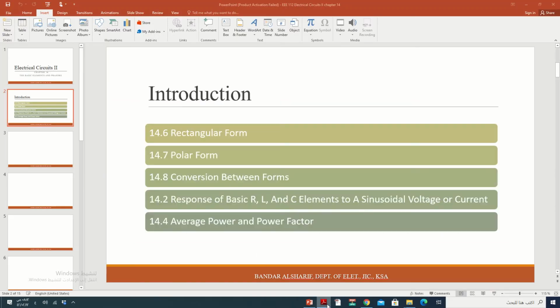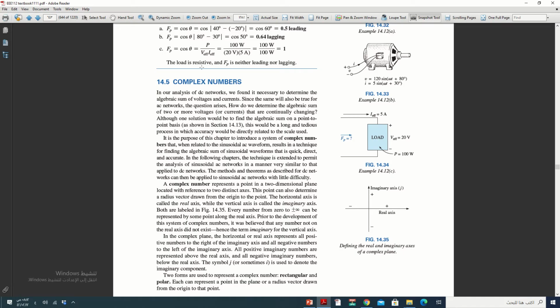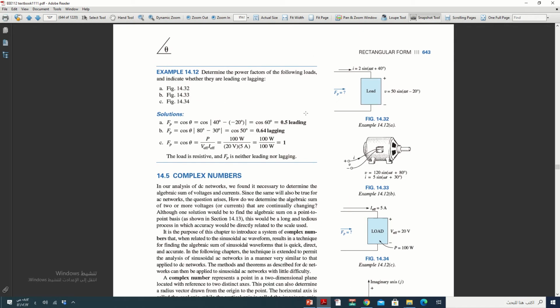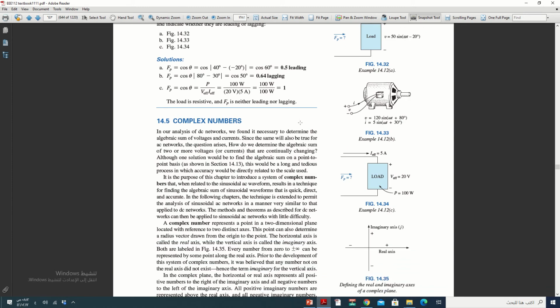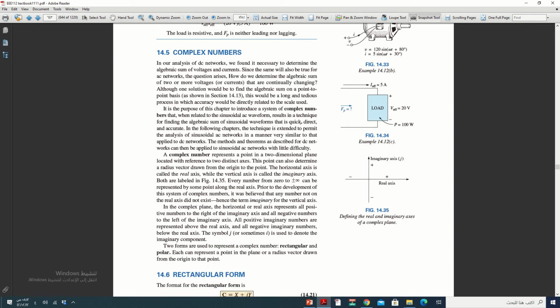Just go to the book, chapter 14, page 643. We'll start to talk about complex number. If you remember in your course in math, talk about complex number.